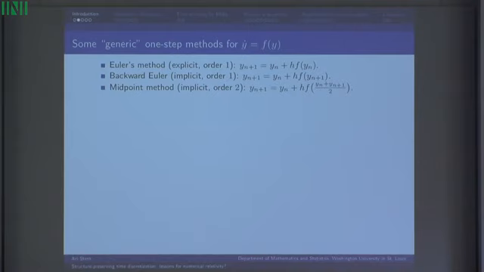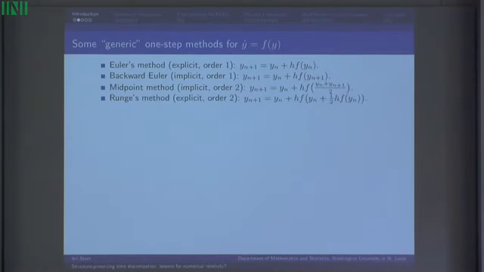There's the midpoint method, which is also an implicit method, and it's order 2, in fact. So here we evaluate f at the midpoint of yn and yn plus 1. So this is an implicit method. How can we get higher order explicit methods?